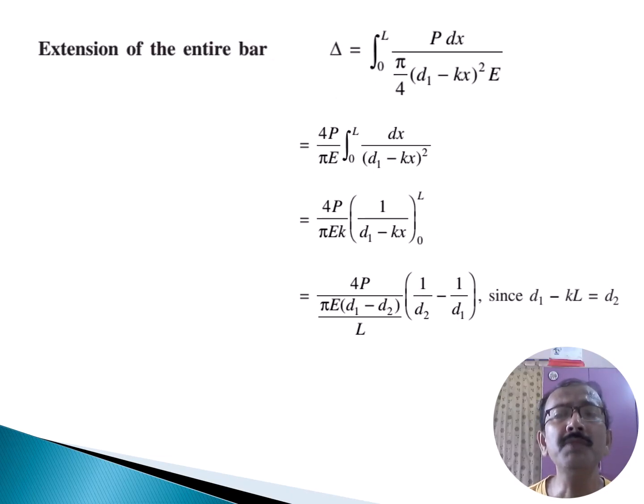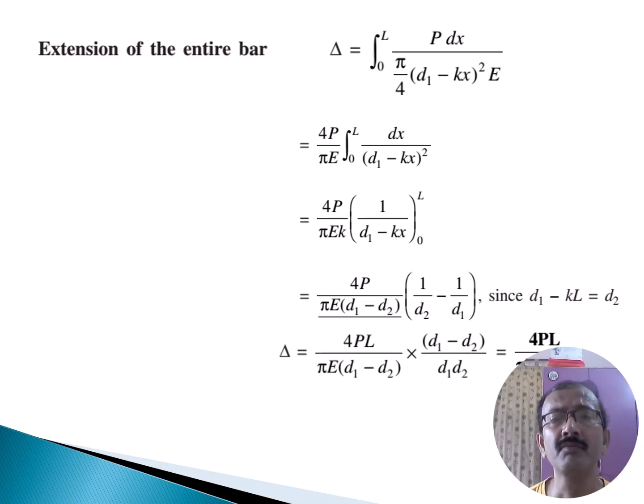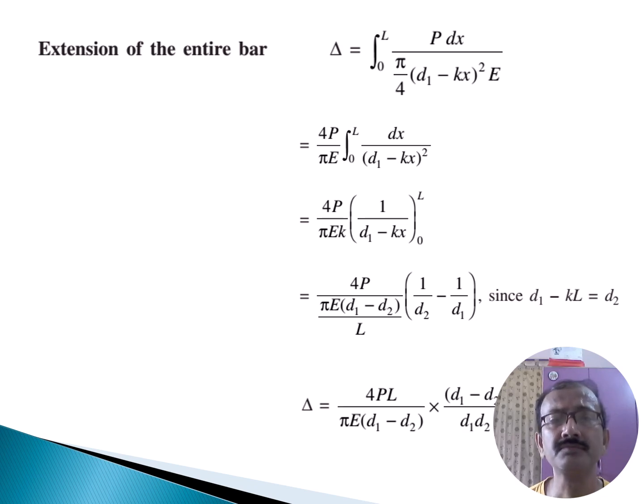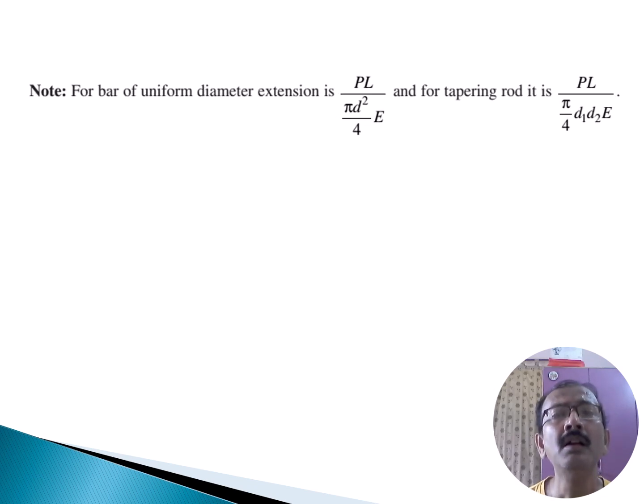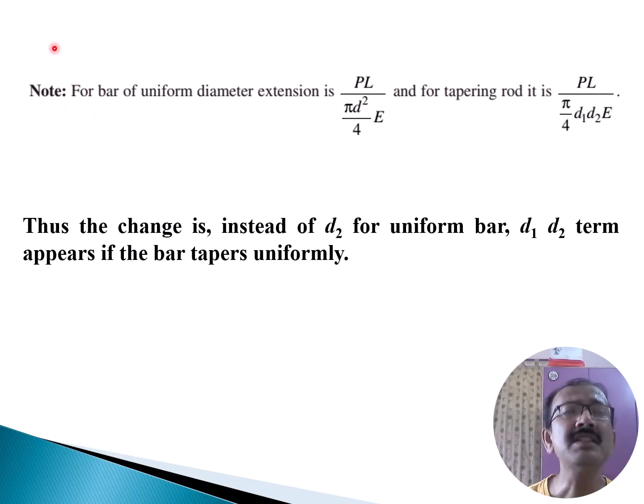Now the extension of the entire bar is the integration of that, with limits 0 to L. Putting in the values, finally we get this result for delta. Note that for a bar of uniform diameter, extension is PL by AE, and for the tapering rod it is PL by (pi by 4 d1 d2 into E). Thus the change is that instead of d square for a uniform bar, the d1 d2 term appears if the bar tapers uniformly.